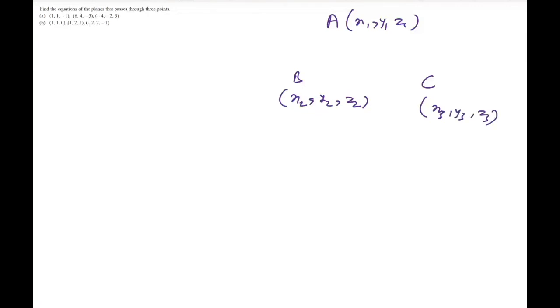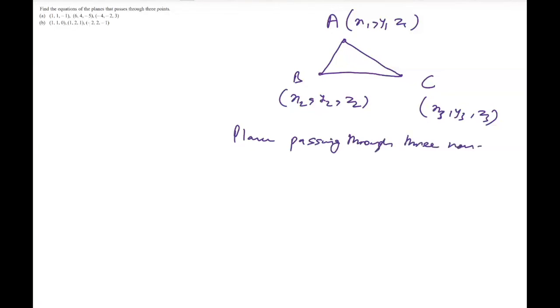Okay, so let's say the points are x1, y1, z1, x2, y2, z2, x3, y3, z3. These are 3 points and these are 3 non-collinear points. See, they are not lying on a single line. So what is the equation of the plane passing through 3 non-collinear points?